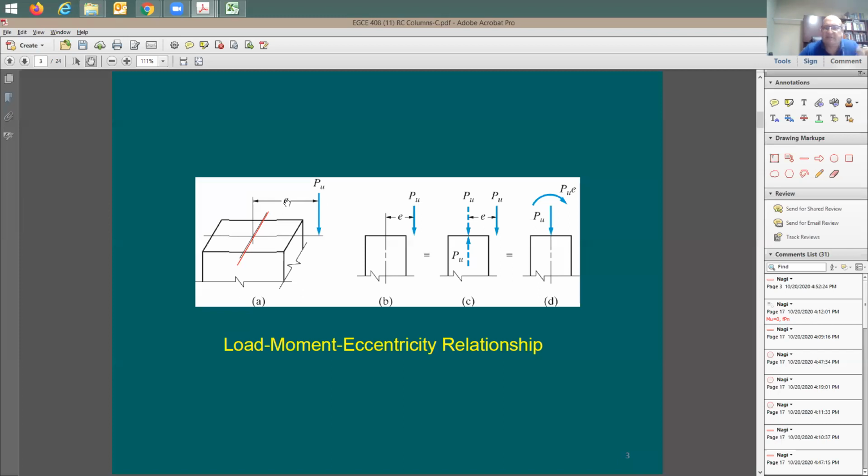E is going to be a dimension. It's going to be like 10 inches, 6 inches. It's going to be some number assigned to you. Now, it means that when you look from the side, this column is experiencing moment about this axis. So this axis now becomes perpendicular to the screen. You're going to have this axial load with some eccentricity. If you relocate this axial load and put it right in the middle, you're going to have the additional effect of P sub u times E.